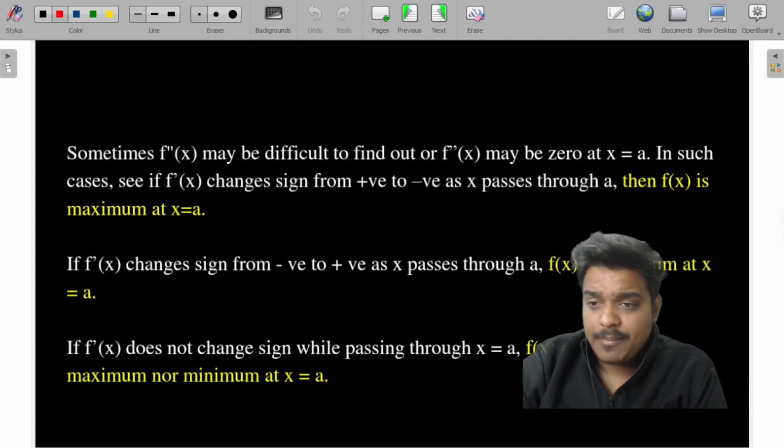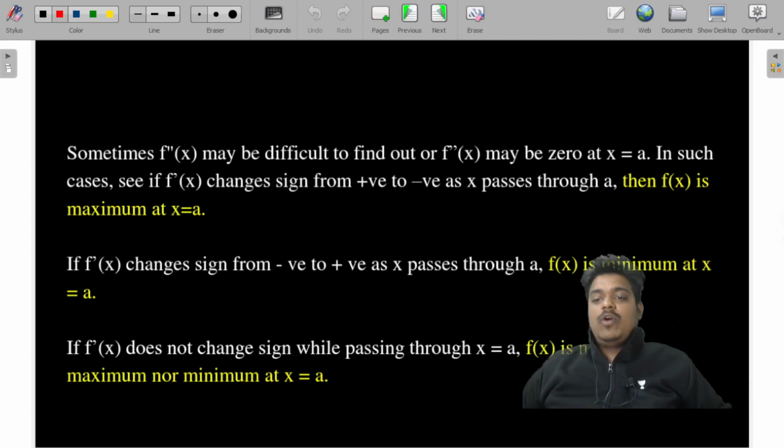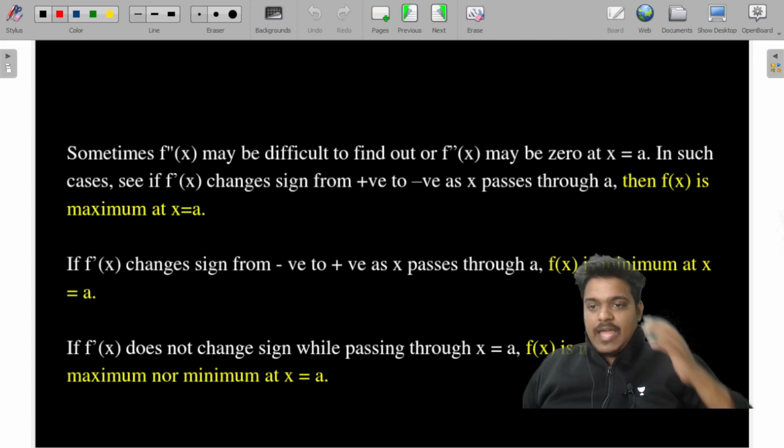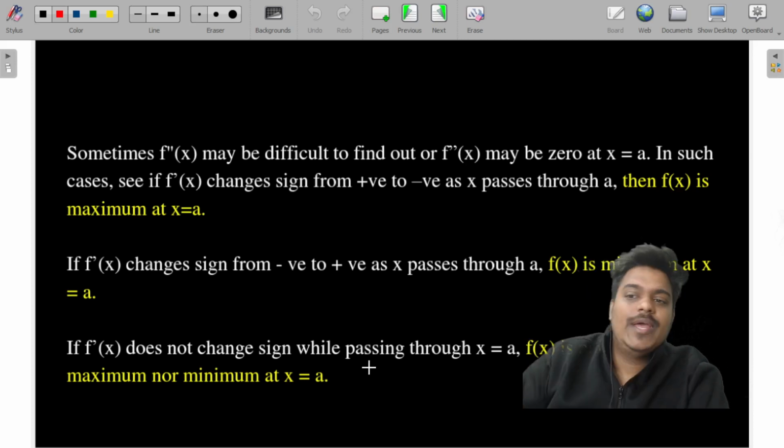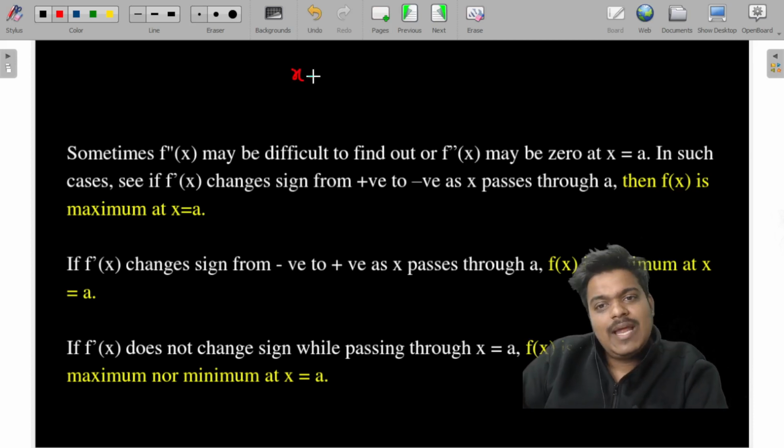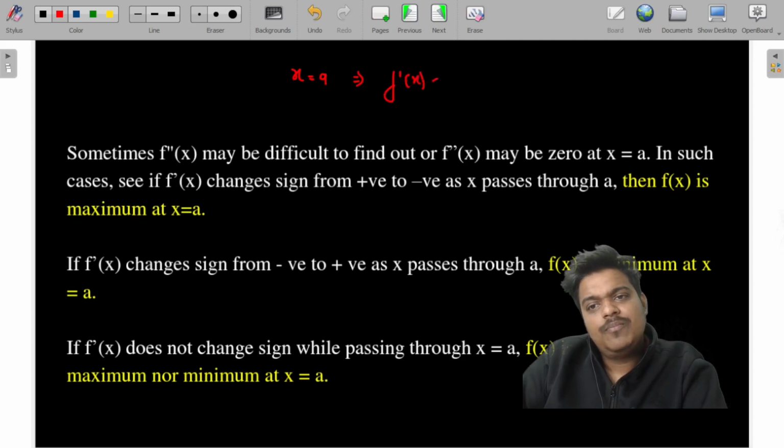If f double dash x comes out to be 0, what will you be doing in it? In that case, you cannot do anything. You know that at x is equal to a, f dash x is equal to 0, which means that either this point will be a maximum point or a minimum point.